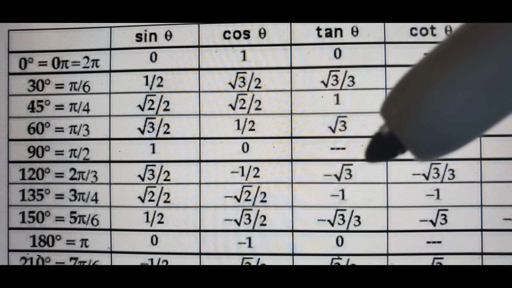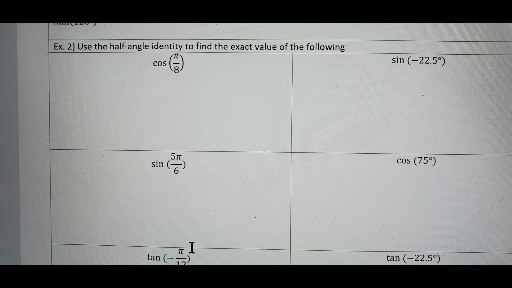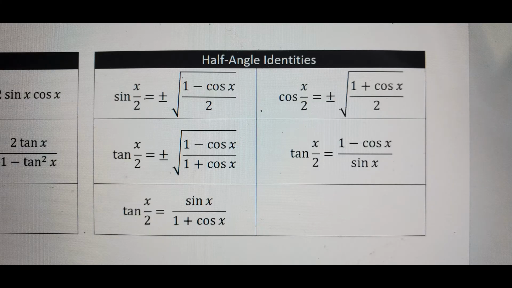Okay, so example 2 says you're going to use the half angle identity. So we look back at our sheets, and for this one we have 1 to use for sine, we have 1 to use for cosine, and now we have our choice of 3 for tangent. I don't know, that first one for tangent looks rough. I mean, we could use it, but that's not the one I picked, I don't think. So I'll show you what I used when we get to it. So there's 6 of these. I started with this one.